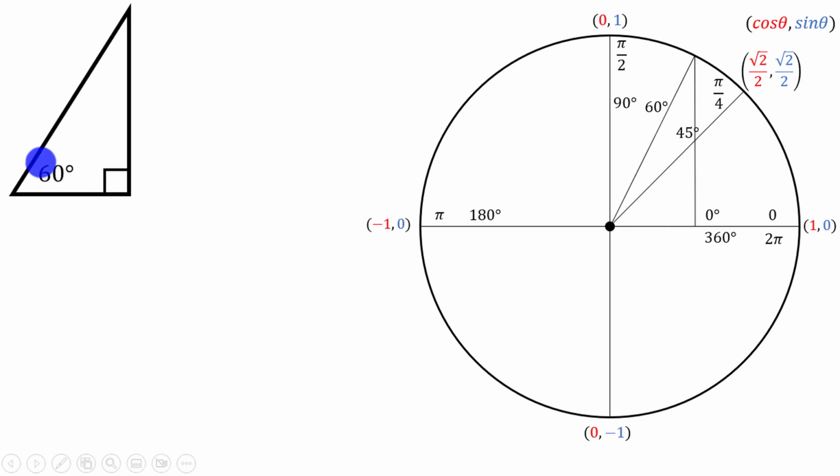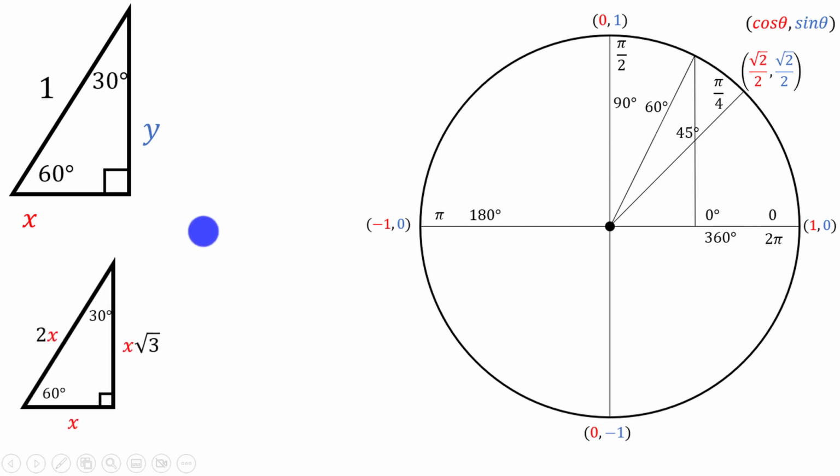So we have the 60 degree angle. Right here we have a right angle, which means that the missing angle must be 30 degrees, so that the three angles together add to 180 degrees. The hypotenuse is going to be 1, because that is the radius of the circle, and this is a unit circle with a radius of 1. We want to find the x and y coordinates associated with this point right here. So x is the base of the triangle, and y is the height of the triangle. Now hopefully you recognize this as a 30, 60, 90 degree triangle, which is a special right triangle.